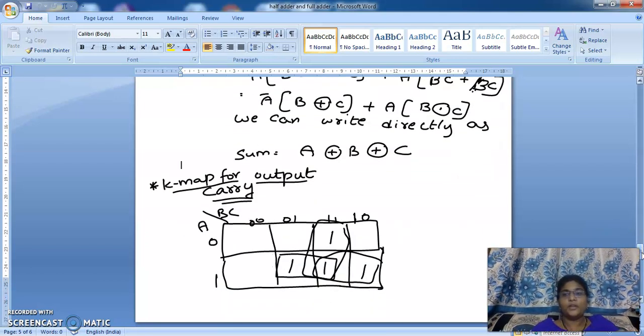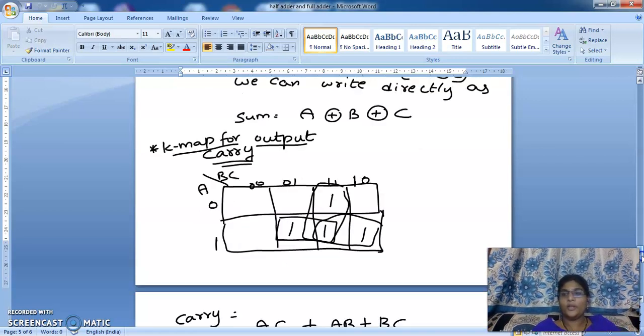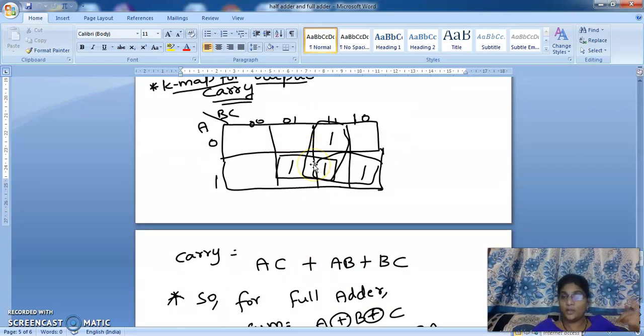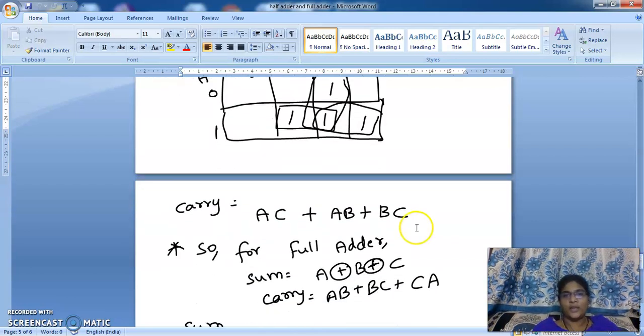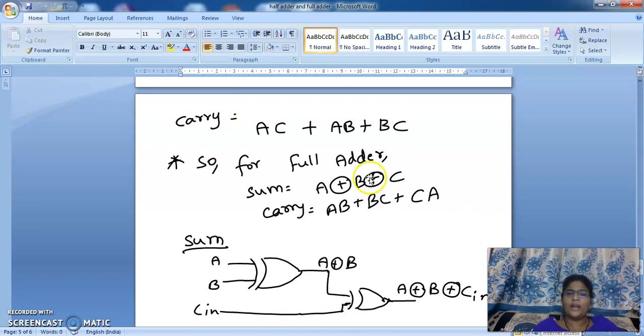Next, let us see the K-map for carry output. Here, from the ones placed in the truth table, you need to write the ones in the K-map. Here there are prime implicants, right? Pairs, how many pairs do we have here? We have 3 pairs. You need to write all those terms, and finally we get carry as AC plus AB plus BC. So for the full adder, sum is equal to A exclusive OR B exclusive OR C, and carry is equal to AB plus BC plus CA.